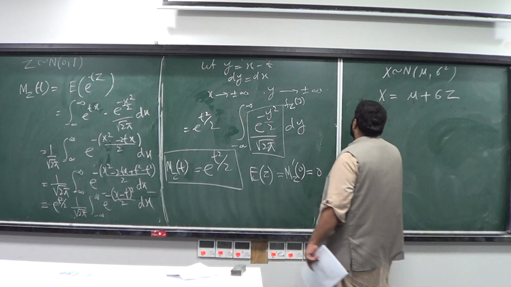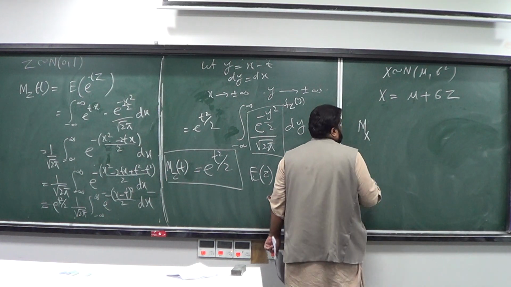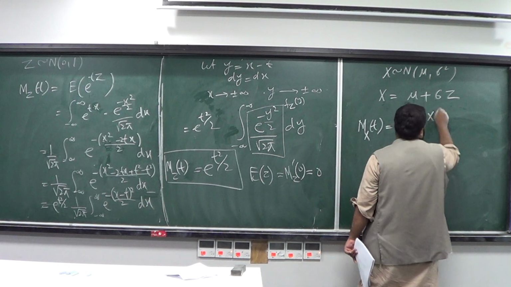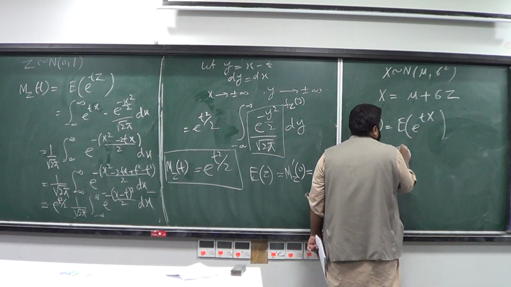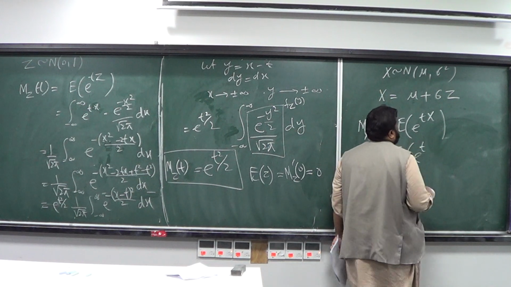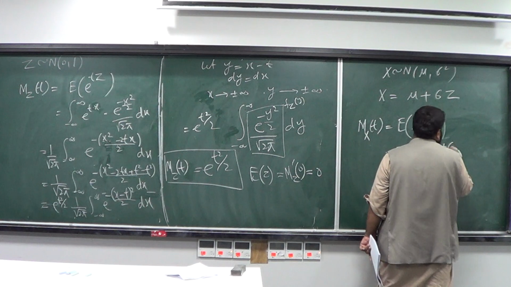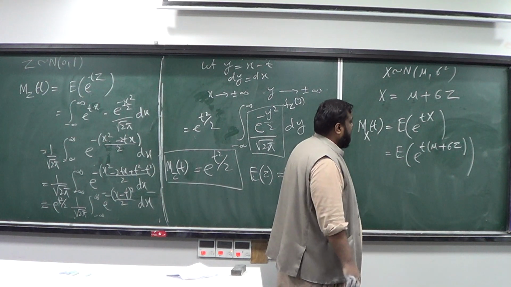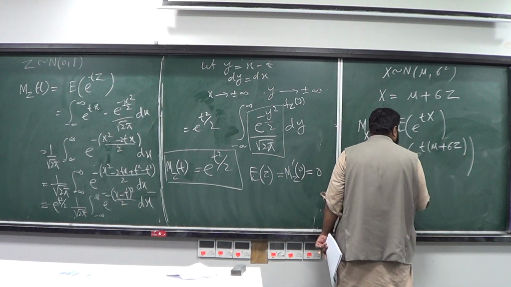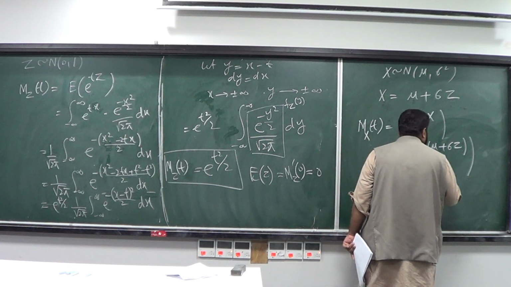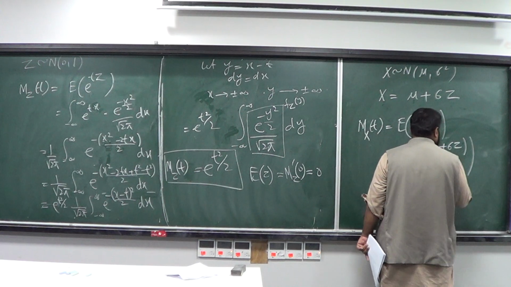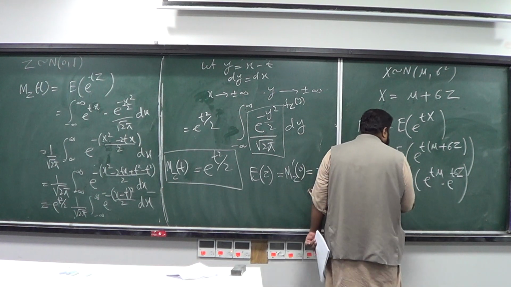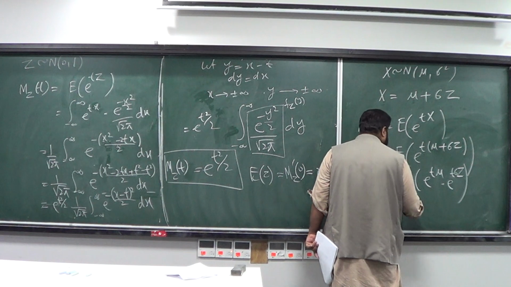And now I would like to compute the expectation, M_X of t. This is same as expectation of e to the tX actually. This is same as expectation of e to the t times mu plus sigma Z. Okay? This is what you're going to get. And I can simplify this as expectation of e to the t mu times e to the t sigma Z. Okay? E to the t mu is like a number. I can pull this out of expectation. So you're going to get e to the t mu.